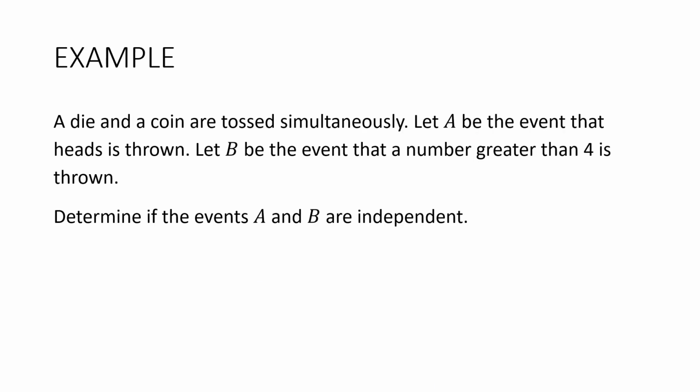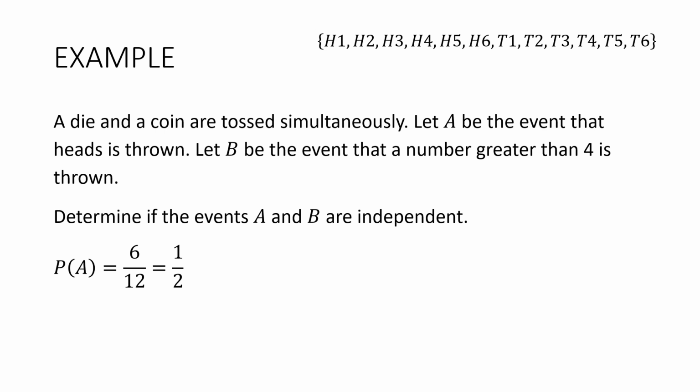Here's our final example. A die and a coin are tossed simultaneously. Let A be the event that heads is thrown. Let B be the event that a number greater than 4 is thrown. Determine if the events A and B are independent. Now I'm going to use the total sample space, which is heads 1, heads 2, all the way up to heads 6, and then tails 1, tails 2, etc. 12 outcomes. The probability that we throw heads is a half. The probability that we throw a number greater than 4 is 4 out of 12, or 1/3.